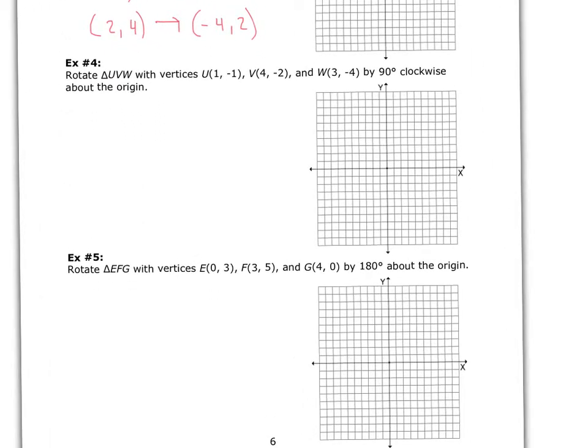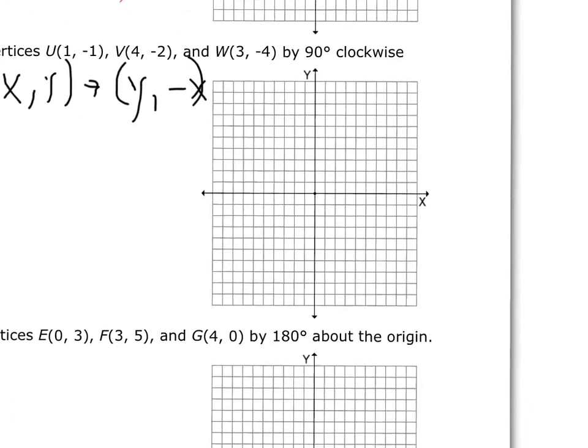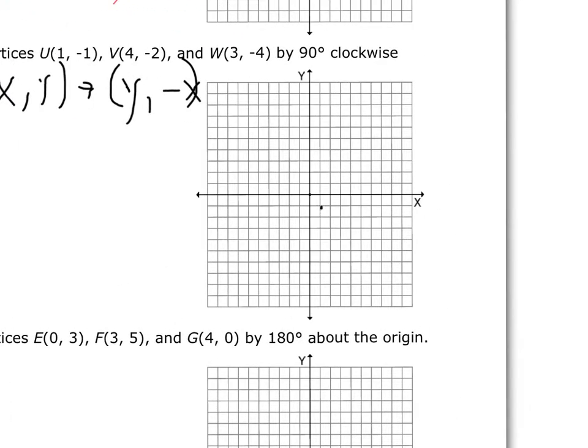All right, if we want to rotate 90 degrees clockwise around the origin, that would give us the formula x, y goes to y, -x. Okay, so if we take our original points and we plot them, we'd have 1, -1, 4, -2, and 3, -4.